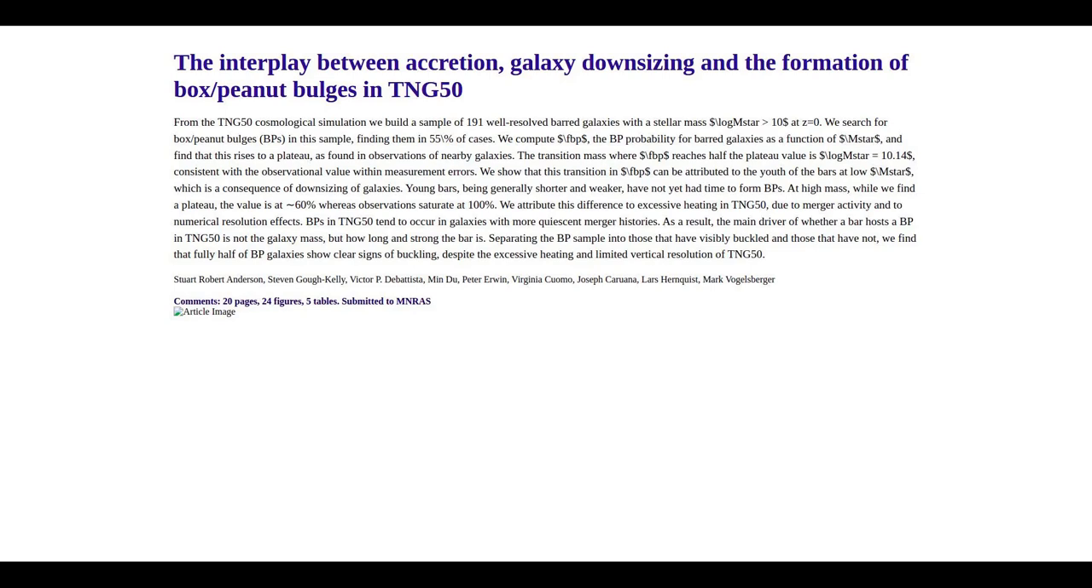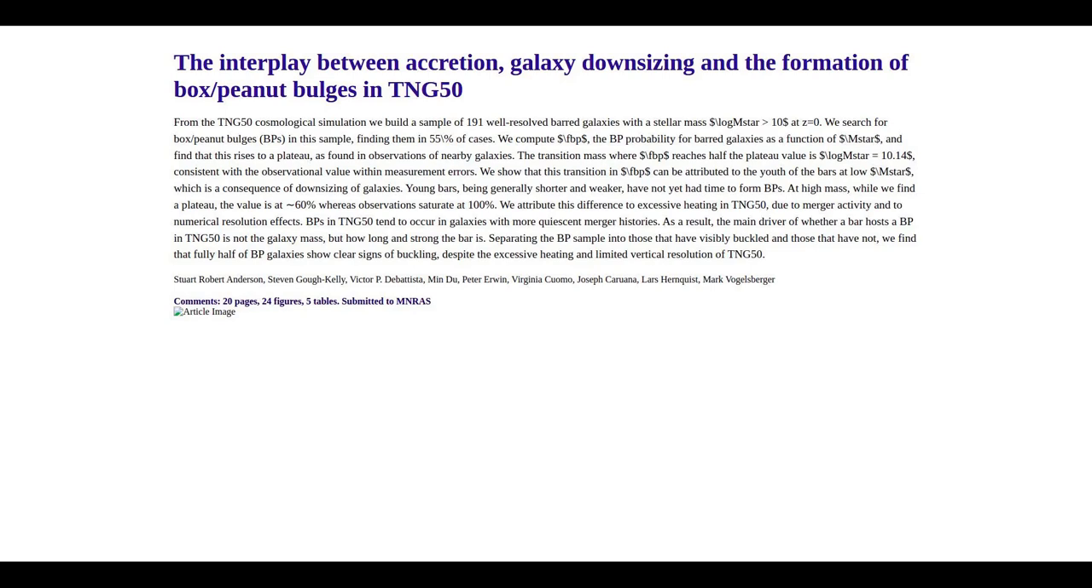We compute FBP, the BP probability for barred galaxies, as a function of M star, and find that this rises to a plateau as found in observations of nearby galaxies. The transition mass where FBP reaches half the plateau value is log M star equal to 10.14, consistent with the observational value within measurement errors. We show that this transition in FBP can be attributed to the youth of the bars at low M star, which is a consequence of downsizing of galaxies.